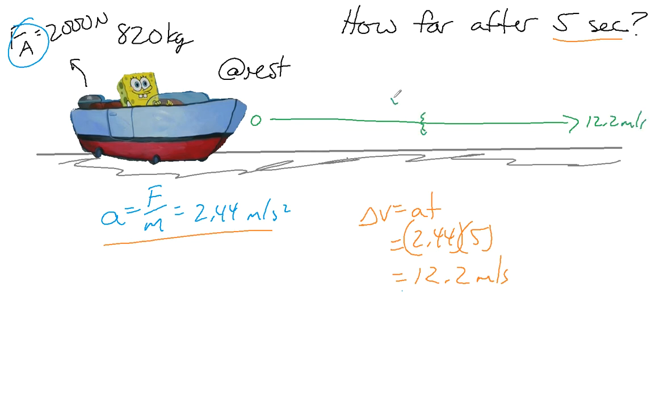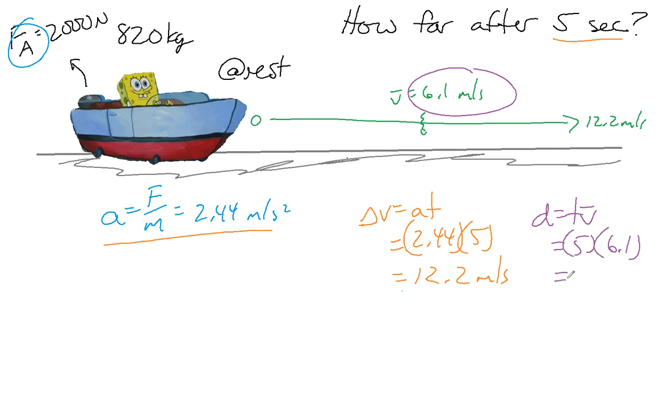Right in the middle would be his average V of 6.1 meters per second, which is what we need to calculate the distance, because distance is just average V times t. We have the time of 5 seconds, and the average V is the 6.1 we found. So we take that 5 seconds, multiply it by the 6.1, and find out how far he went, which, rounded off, is around 31 meters. That's like 30 and a half, so about 31 meters is how far he's gone.